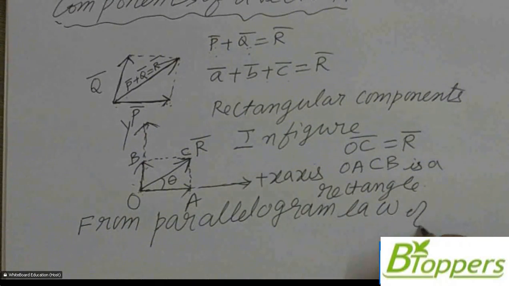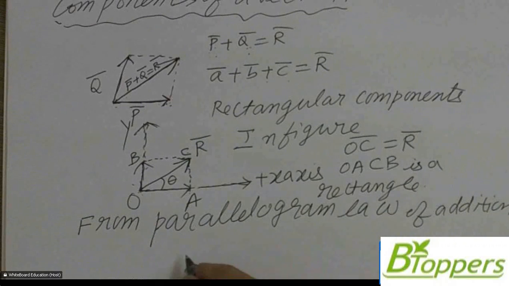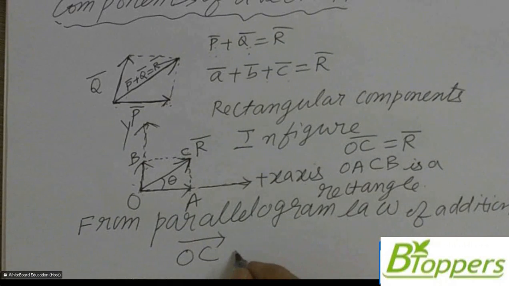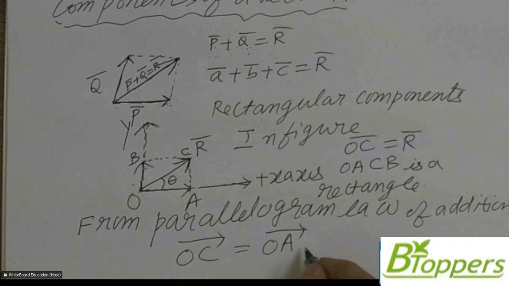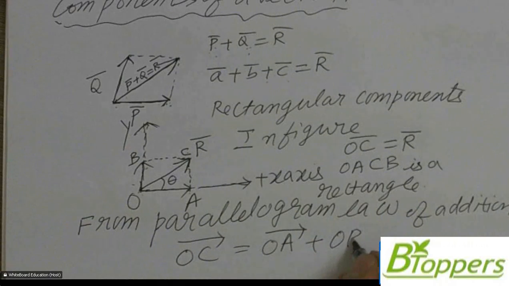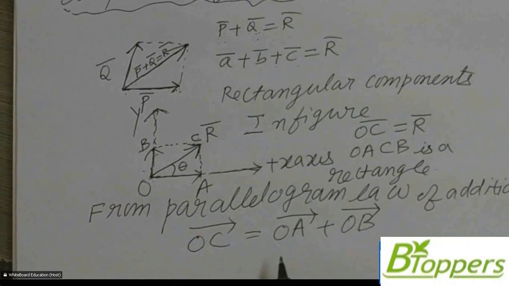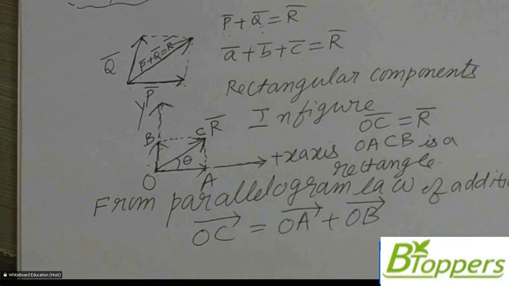So from the parallelogram law of addition of two vectors, we can say that vector OC bar is equal to the vector sum of OA bar and OB bar.